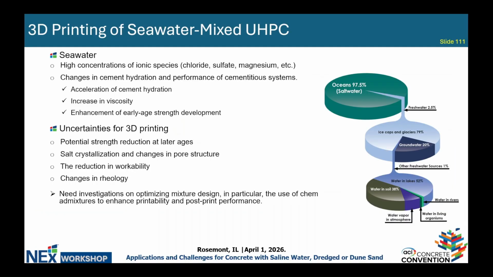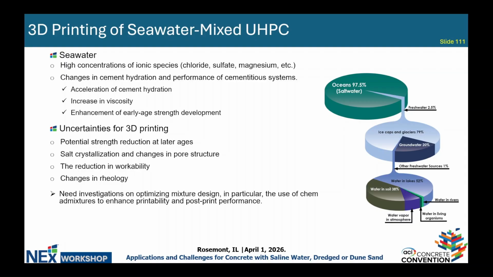And what about seawater? So we know that UHPC is printable, right? But when we use seawater to replace the fresh water in UHPC, something will change. The high motivation behind this is that 97.5% of the water on Earth is seawater. So if we face the challenge of fresh water scarcity, and if we want to do 3D printing work for coastal infrastructure, right? Using seawater is a quite promising approach.